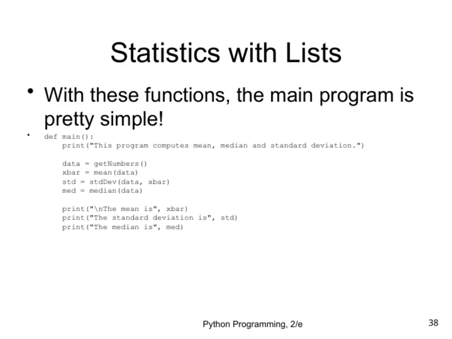For the median, we call median with our data and save the result in med. Finally, we print out the results in a clear way, showing the mean, standard deviation, and median. This structure keeps the main program simple and easy to follow, highlighting how these functions work together to analyze the data. It's a great example of how modular programming helps make complex tasks manageable.